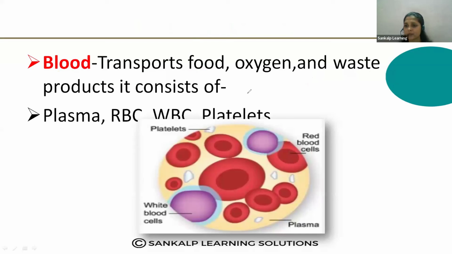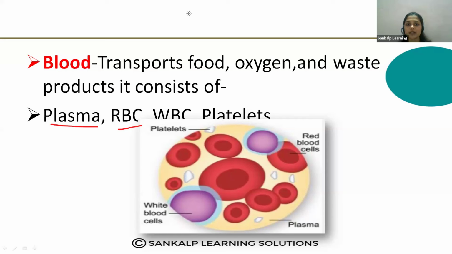So if we consider the blood, what are the components of the blood? What are the components of the blood? Yes, anybody? What are the components of the blood? Yes, mainly blood consists of plasma, RBC, WBC and platelets, right? So these are the main components of the blood.